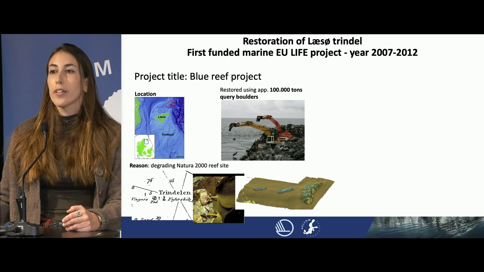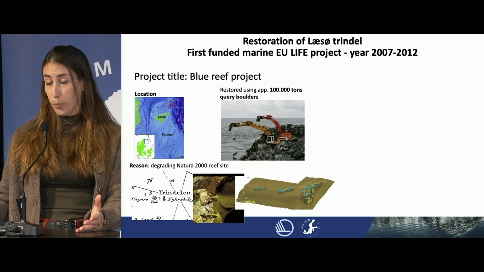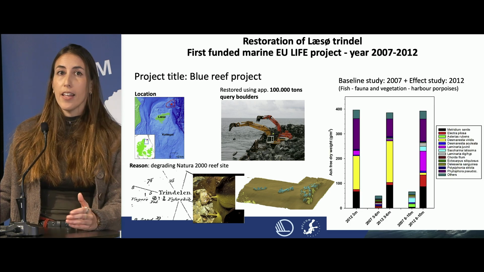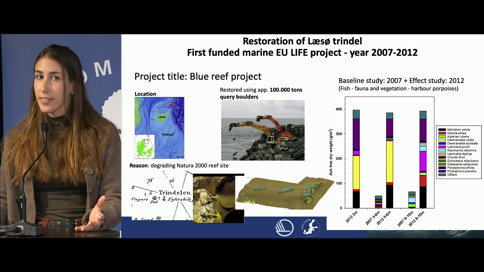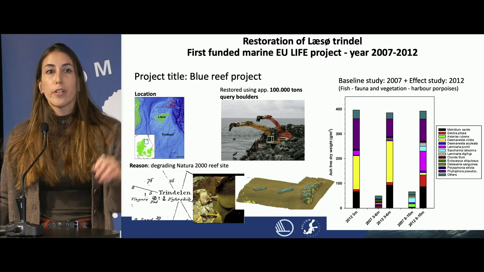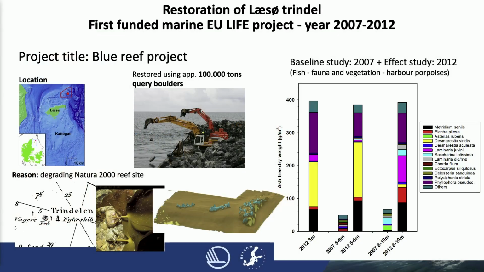restore the reef using something like 100,000 tons of boulders. And what we did was a baseline study and then an effect study, so a post-monitoring study after something like 6 years. And what we saw, in this higher, taller graph on the right side, is that the biodiversity increase during the years compared to the baseline study was something like 4 or 5 times the baseline study.